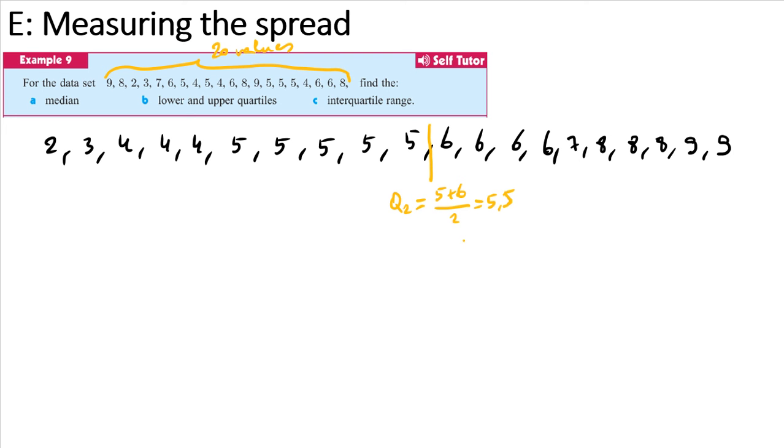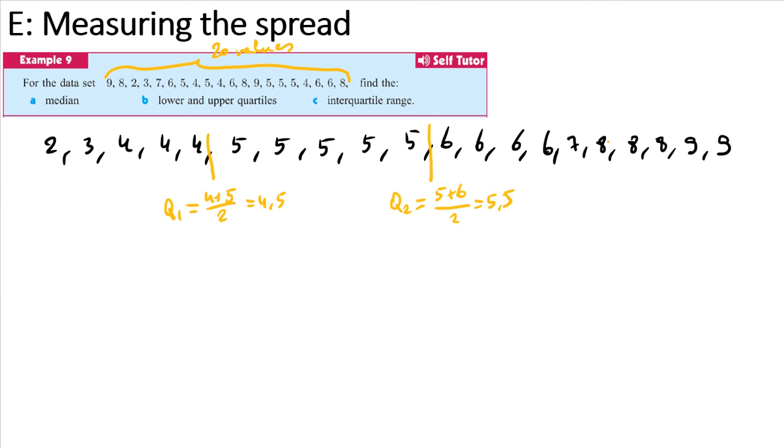To find the lower quartile, we have to find the middle of the first half. In the first half we have 10 values, so the middle is between the 5th and the 6th value. So 1, 2, 3, 4, 5. So the middle is between here. So Q1 is equal to 4 plus 5 divided by 2, which is 4.5.